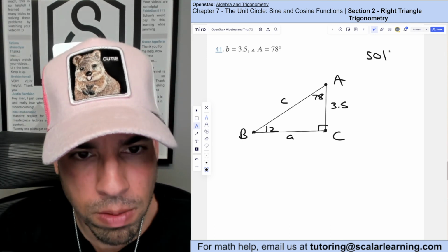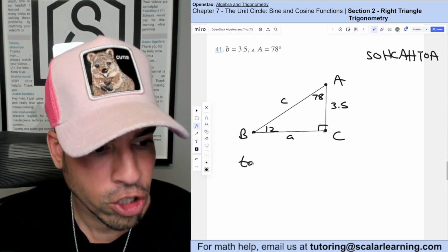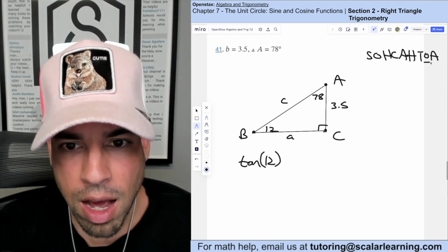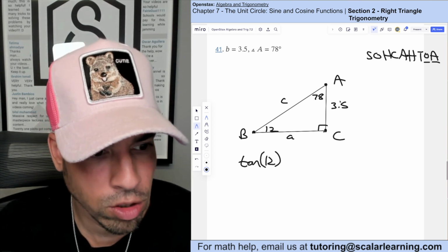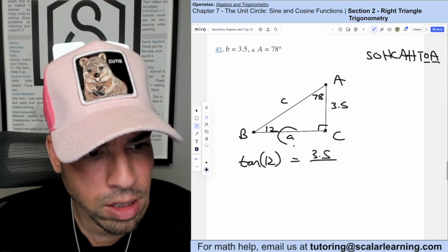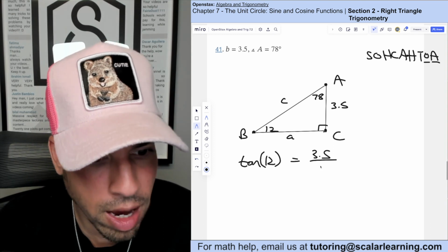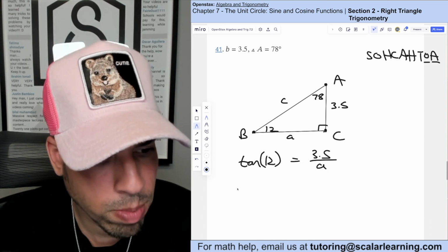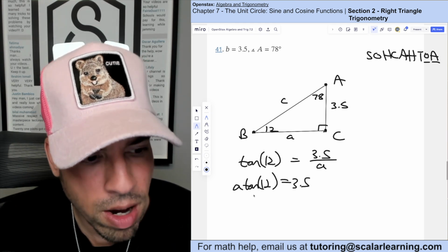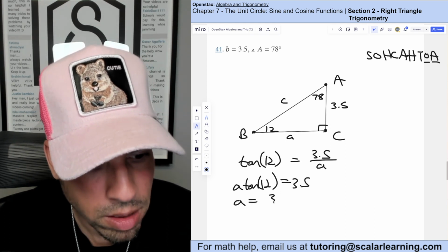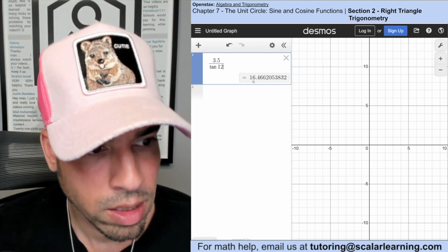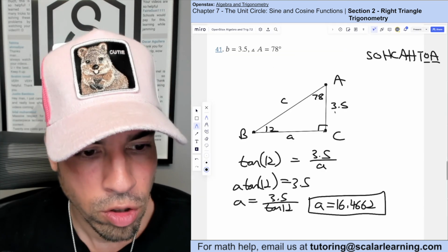So I'm going to write SOHCAHTOA, and I'm going to start actually with tangent, because what is tangent? We're going to take tangent of 12. Tangent is equal to opposite over adjacent. So we have opposite, which is 3.5, over adjacent, which is adjacent to 12, which is a. And now we can solve. We're going to first multiply both sides by a. So I get a tangent of 12 equals 3.5. Then we're going to divide both sides by tangent of 12 like so. We're going to plug it into Desmos, and for a, we get 16.4662. So there's our a value.